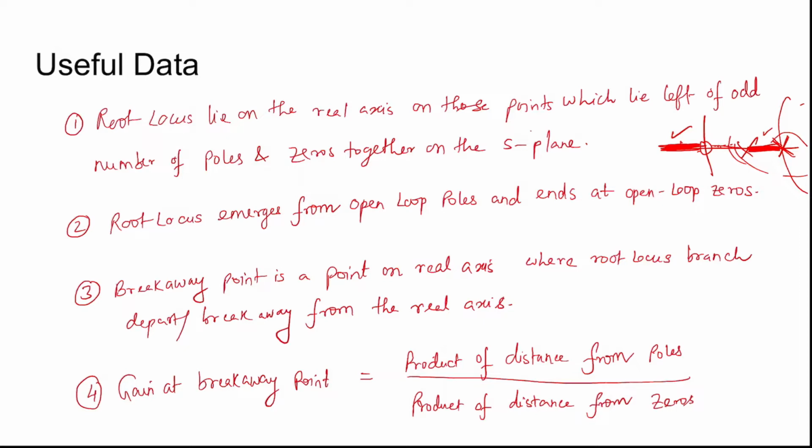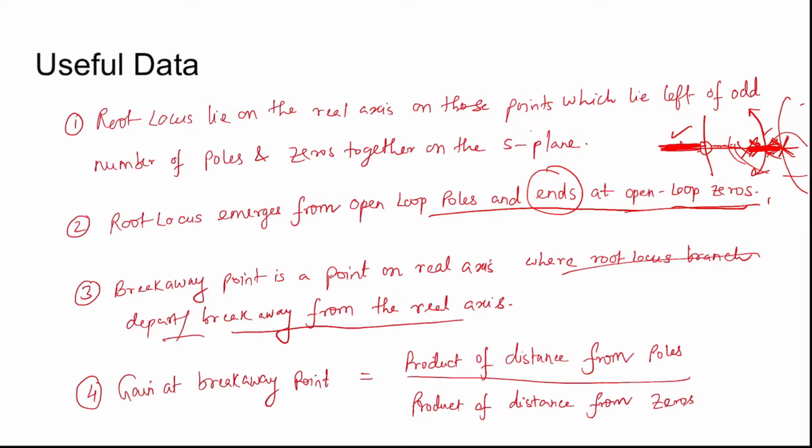Now root locus emerges from the poles and terminates at the open loop zeros. The breakaway point is the point on the real axis where the root locus branches, which emerge from the poles, depart or break away from the real axis. So this point is the breakaway point.